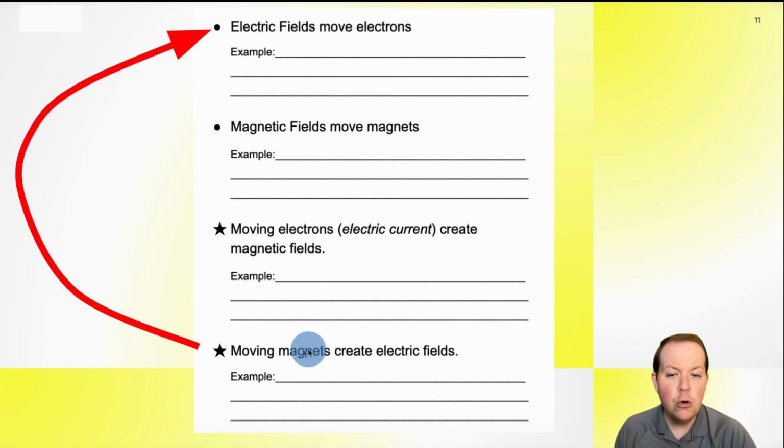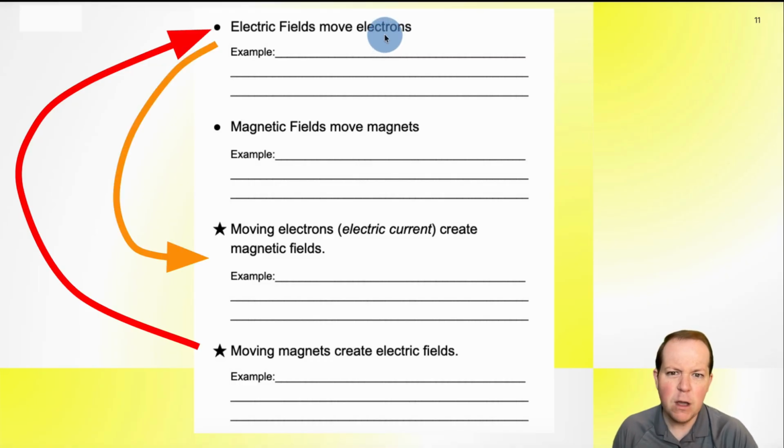So if I move a magnet, that's going to create an electric field. And by creating an electric field, that will allow me to move an electron. So by effect, moving a magnet will allow me to move an electron. Okay, but if we keep going with this story, if an electric field moves an electron, moving electrons, electricity, that's going to create a magnetic field. It's another step. It's another path in my journey.